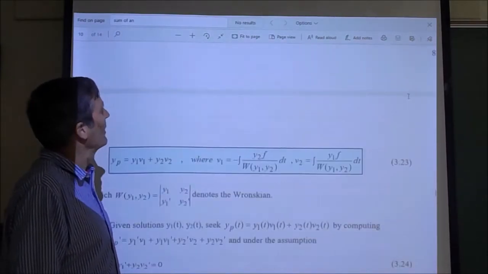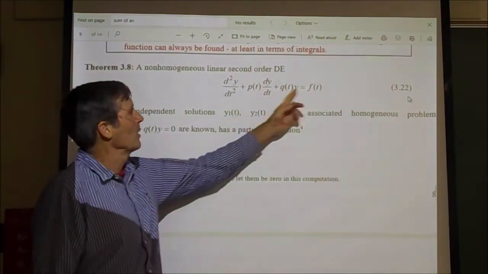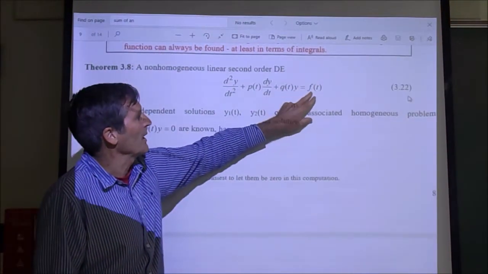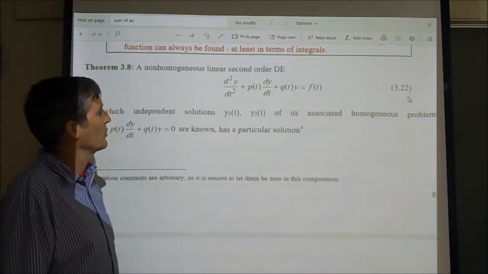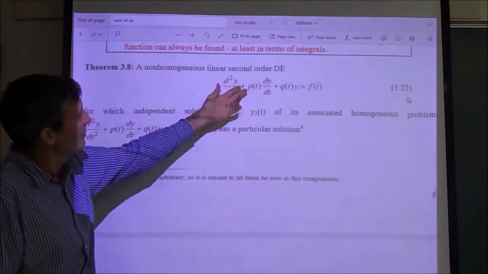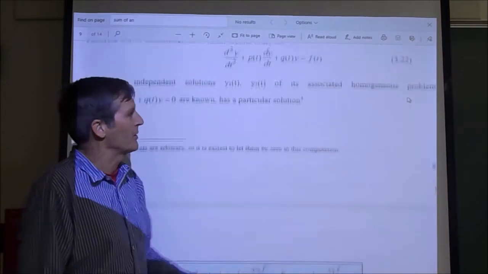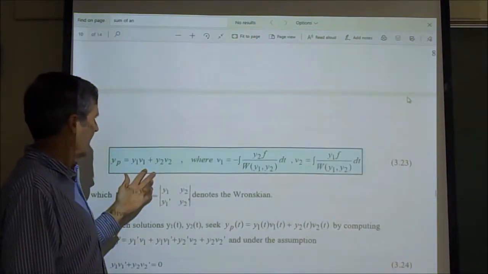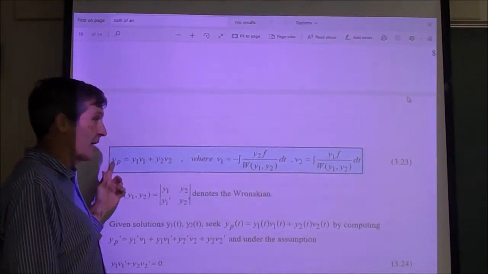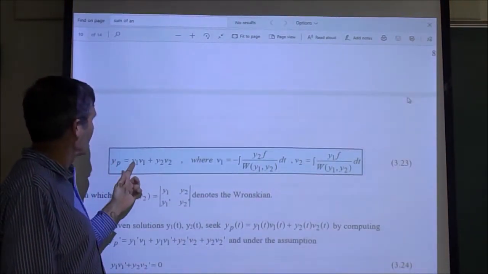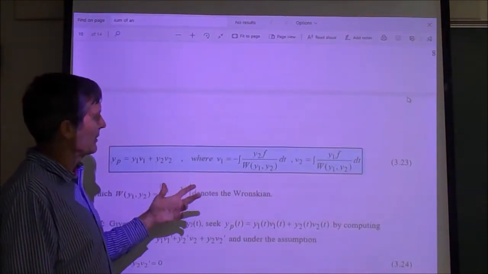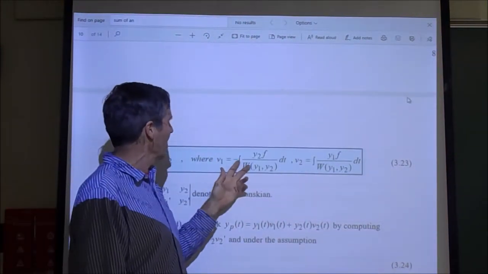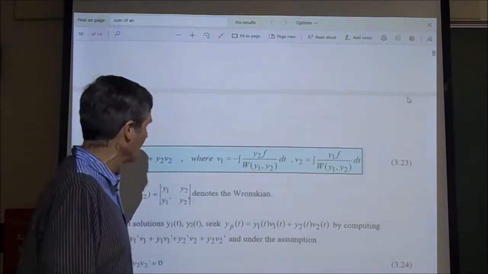If you have a differential equation of this form, and when you put the right-hand side equals 0 to get a homogeneous problem, you can find two independent solutions, Y1 and Y2, with P, Q, and F continuous assumed in here. Then, a particular solution is always of this form, V1 Y1 plus V2 Y2, where Y1 and Y2 are the solutions of homogeneous problems you found, and V1 and V2 are these integrals.